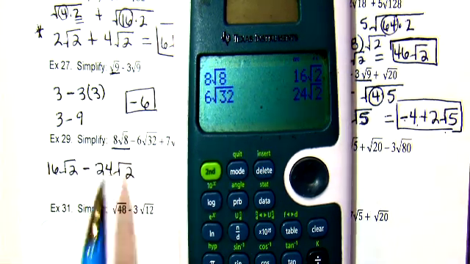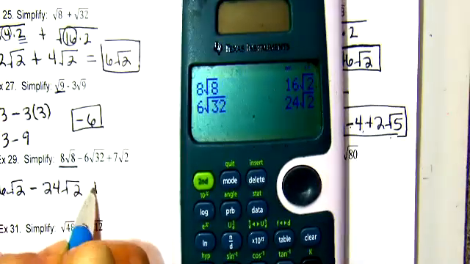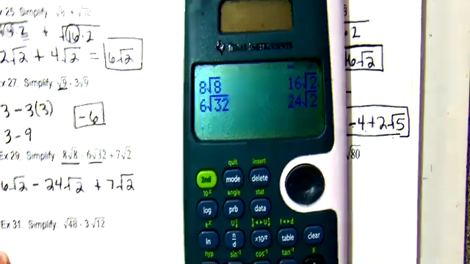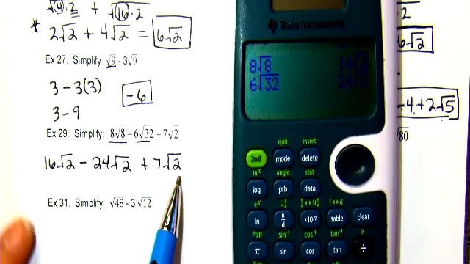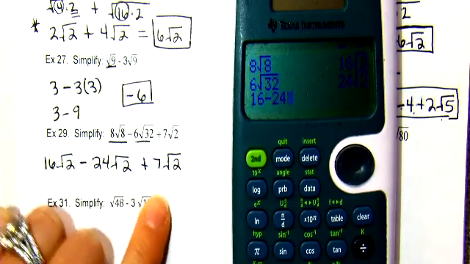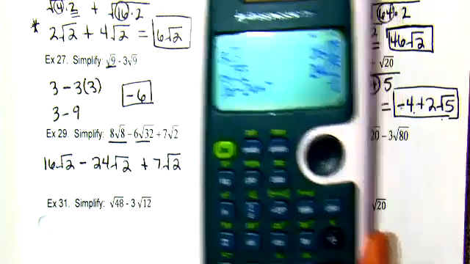So you can do it manually like we did the 4 above, but now I'm just showing you how you can do each radical separate. 7 square roots of 2 cannot simplify any further. So since they all have the square root of 2, you could say 16 minus 24 plus 7, combining the numbers in front, is a negative 1.